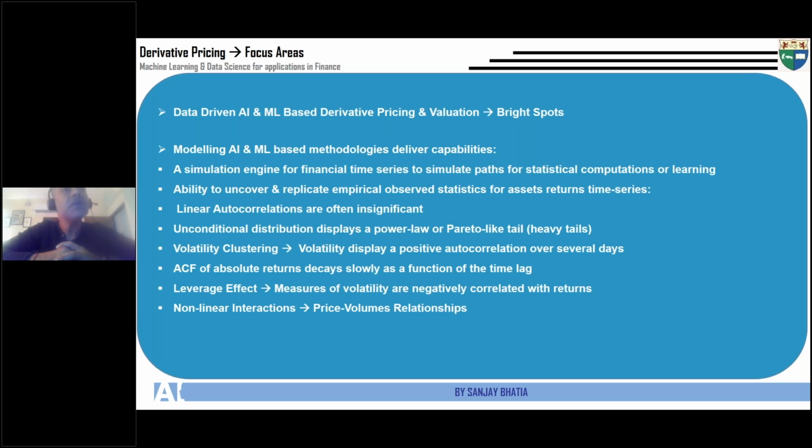Yes. So the unconditional distribution displays a power law or Pareto like tails, heavy tails, which should be considered. This is an observed fact, right? If you design your model purely based on data, a data driven way of building machine learning models, then you will eventually, naturally capture this.